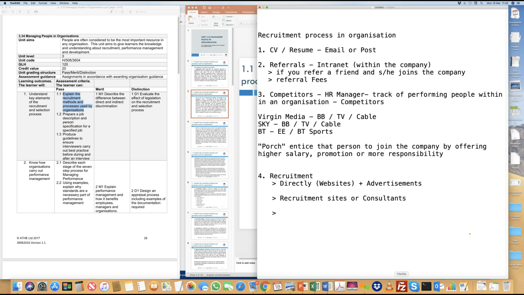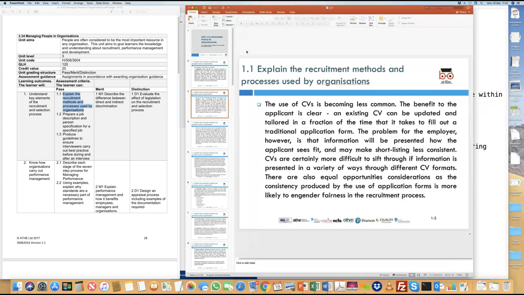Is that okay? Yep. So when you look at this whole process, sometimes it takes 3 months, 6 months. By the time probation is over, it could be a year in some cases. So sometimes HR managers also go through this process of recruiting people within the company. Yep. Okay.